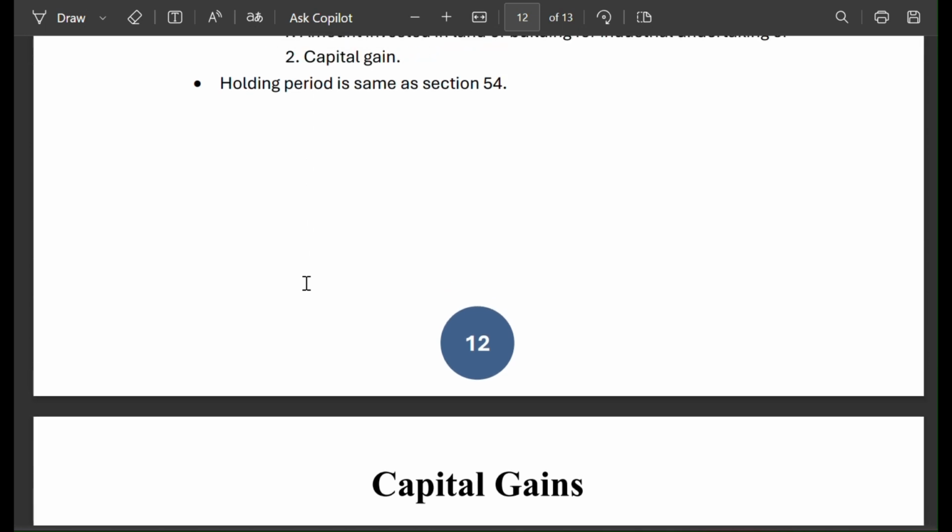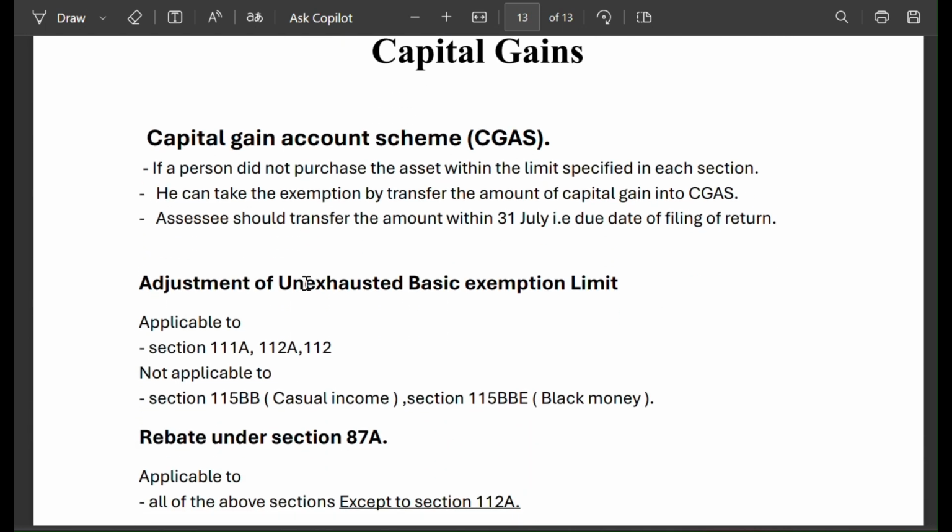Holding period is the same, that is the 3 years. And let's see what the capital gain account scheme is. If any person is not able to invest the amount into the new asset within the specific period, you may also transfer the amount to the capital gain account scheme for availing the exemption under the above sections.